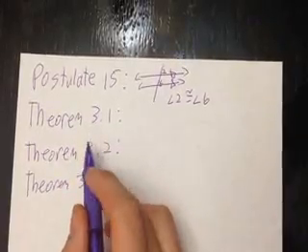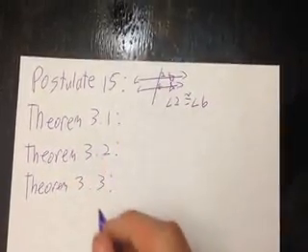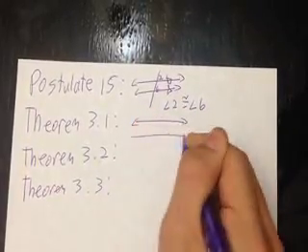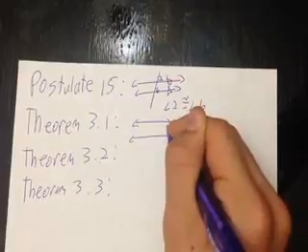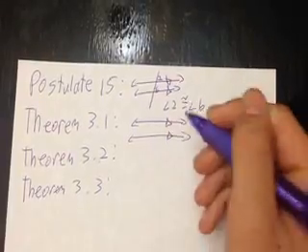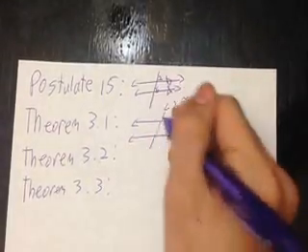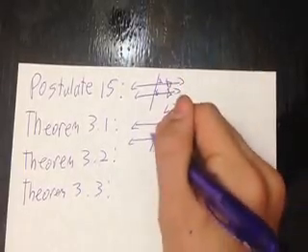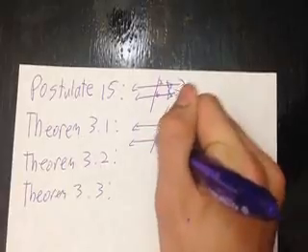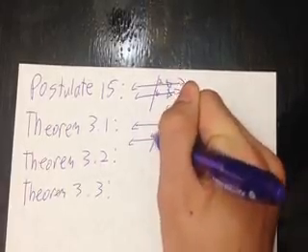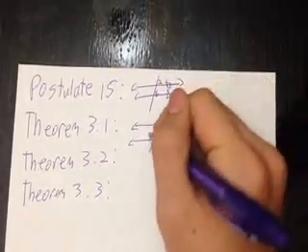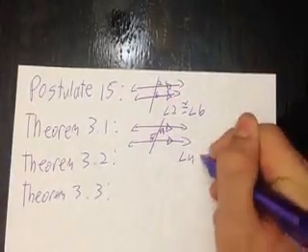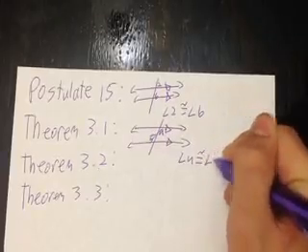Theorem 3.1, aka the alternate interior angles theorem, is when you have two lines that are parallel, which has to be important, here, parallel, and they are, as with the other ones, alternate interior. That means they are across from each other, diagonally, like 5 and 4 here. And angle 4 is congruent to angle 5.